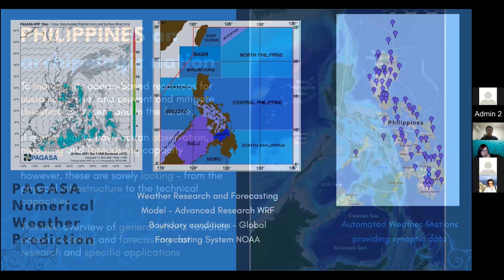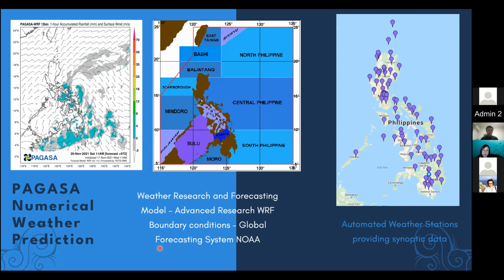Based on what I'm aware of, the government agency PAGASA, or the Philippine Atmospheric, Geophysical, and Astronomical Services Administration, would have the only system where atmosphere-ocean models are operational, assimilating real-time data for forecasting. They make use of the Weather Research and Forecasting model, the Advanced Research WRF model, with boundary conditions coming from the Global Forecast System by NOAA.